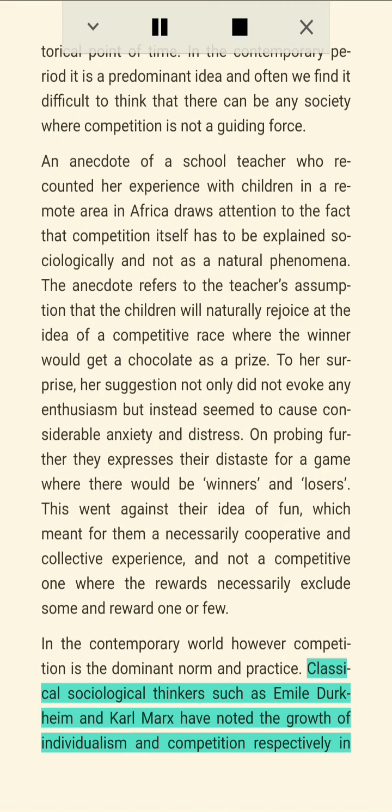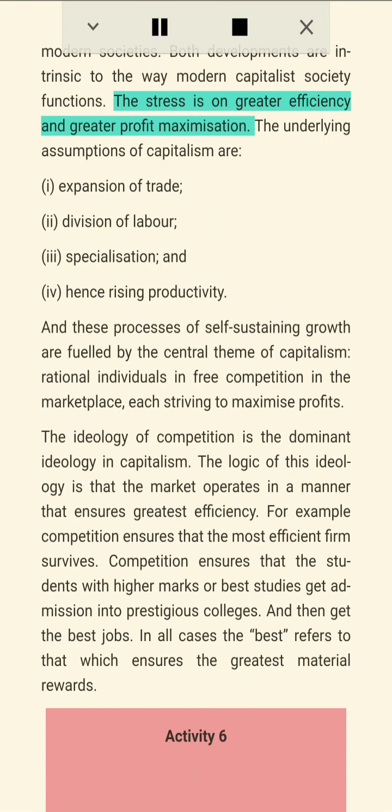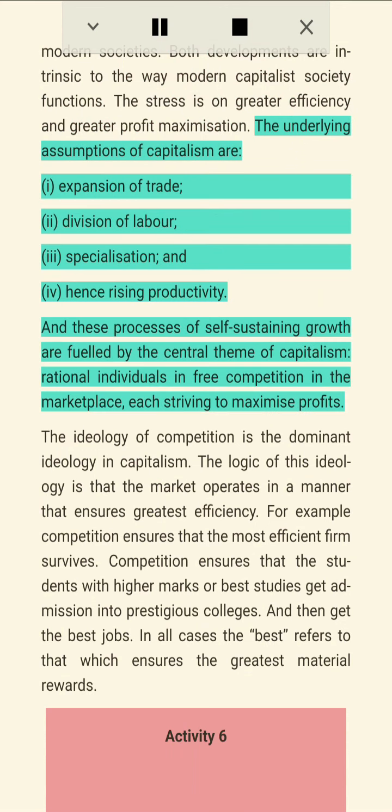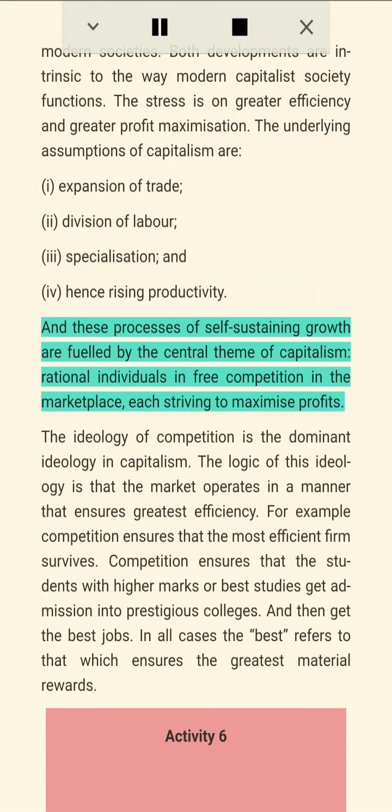Classical sociological thinkers such as Emile Durkheim and Karl Marx have noted the growth of individualism and competition respectively in modern societies. Both developments are intrinsic to the way modern capitalist society functions. The stress is on greater efficiency and greater profit maximization. The underlying assumptions of capitalism are: one, expansion of trade; two, division of labor; three, specialization; and four, hence rising productivity.